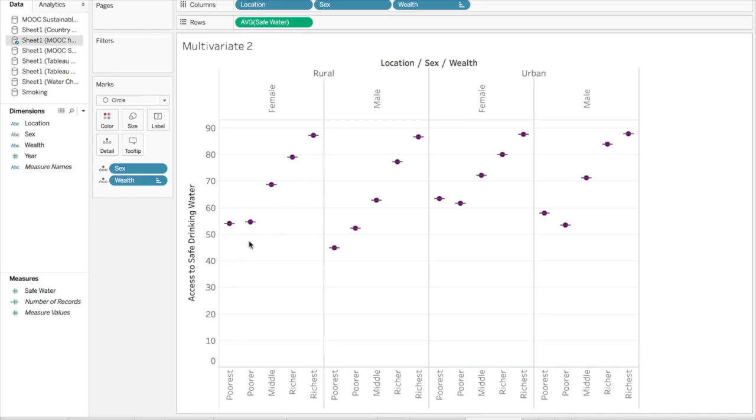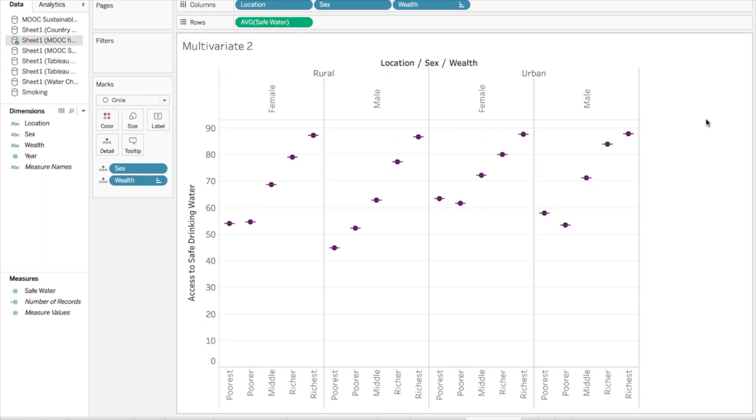What do these lines look like? What does the female line look like compared to what the male line looks like? What does the female rural line look like compared to what the female urban line looks like? And do they end up in about the same spot? What's it like to be the richest urban woman versus the richest rural woman in Cambodia? And you can see there's a much bigger difference between the poorest rural woman and the poorest urban woman than there is between the richest rural and the richest urban.